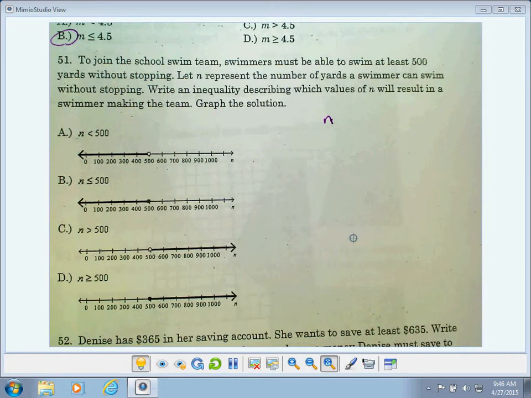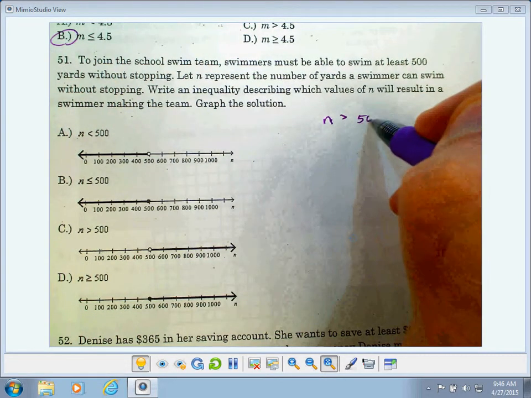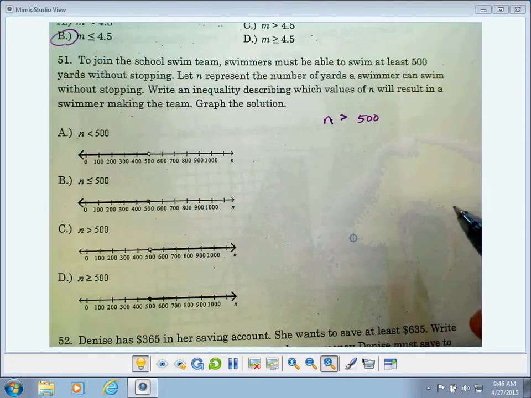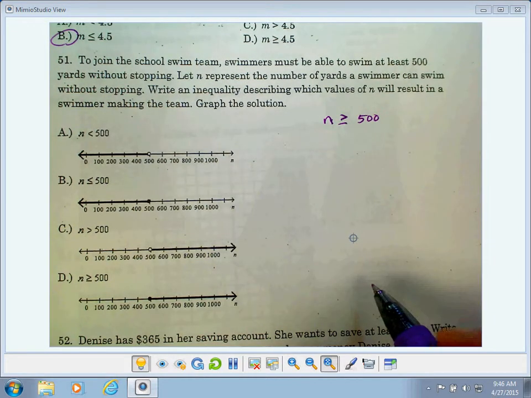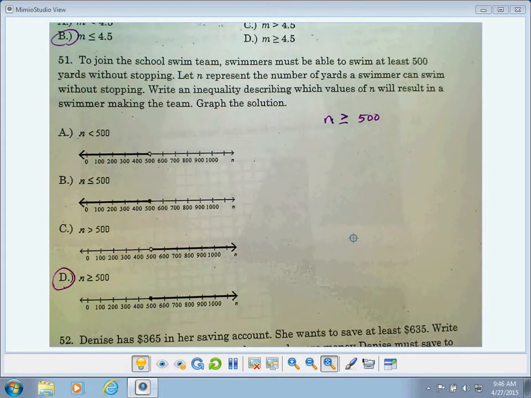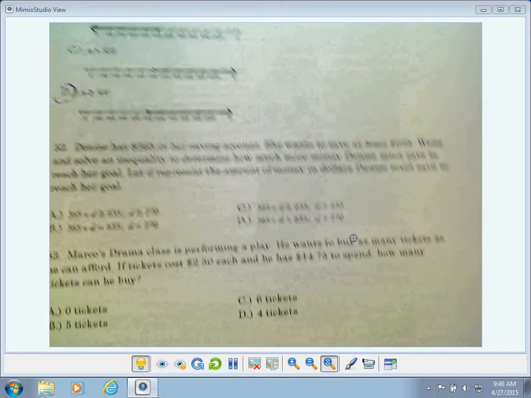So like anything less than 500 would be no good. So we're talking greater than 500. But we also can say that 500 would be okay because it says at least that. So we can say greater than or equal to, which has to be D.